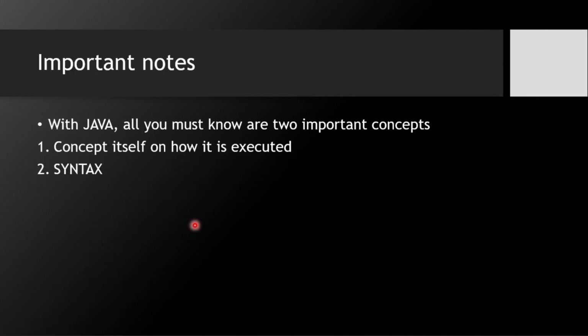So with that being said, some important notes. With Java, all you must know are two important concepts: the concept itself and the syntax for how it's executed. So if you know that the println method is used for printing out to the command terminal, which enables us to see our code or the output of our code, then you say, okay, that's how the System.out.print method works, but then how do I invoke it? That is what syntax is. So with Java or any programming language, you need to know the concept and how to declare it. Simple as that.